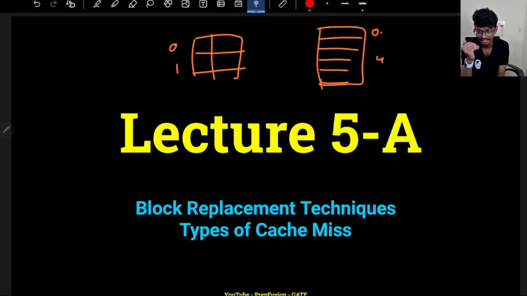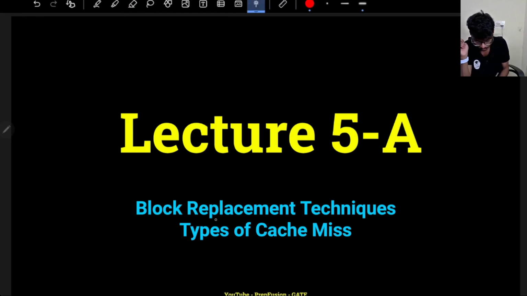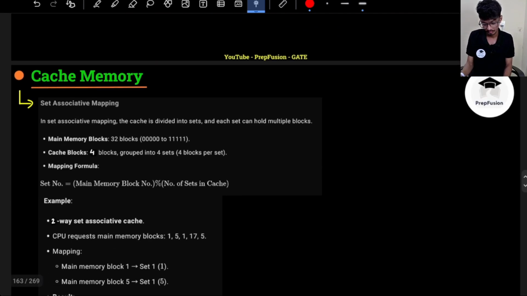So I have to decide. I have to put a ranking system. I have to prioritize something. Then only I can replace. I hope you have understood this basic point, that for this we need a few block replacement techniques that we will understand, and after that we will understand the types of cache miss. What are the different types of cache miss? There can be many types of cache miss, so we will see that.